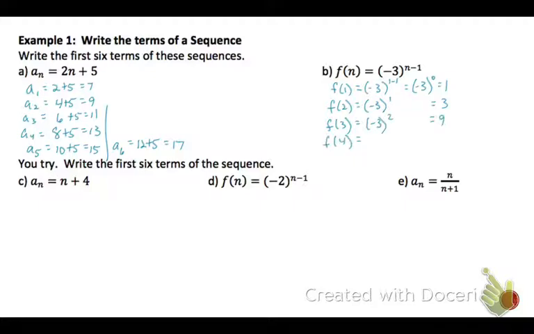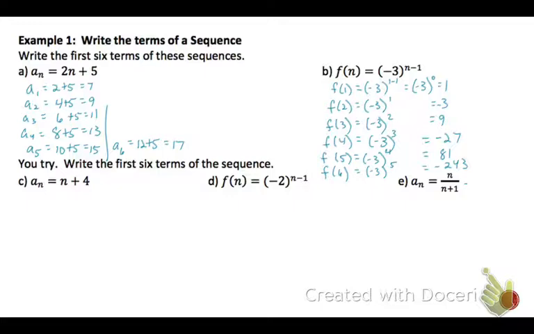F of 3, negative 3 squared, is 9. F of 4, negative 3 to the third power, is negative 27. F of 5 is negative 3 raised to the fourth power, which is positive 81. Just notice, when we have a base of a negative number raised to powers that go up from the 0 power, the first power, the second power, notice how the negative alternates in our terms. So positive 1, negative 3, positive 9, negative 27.